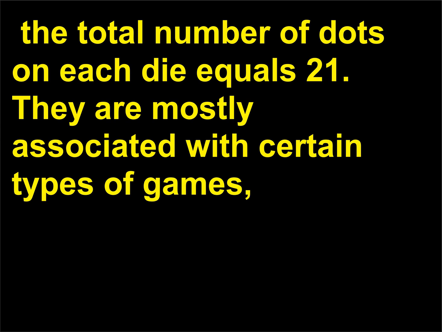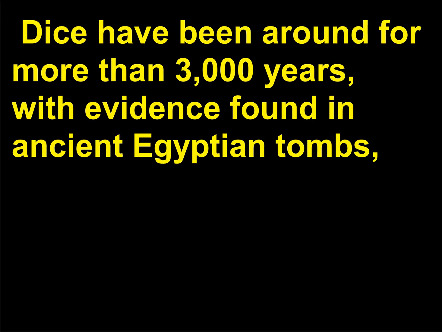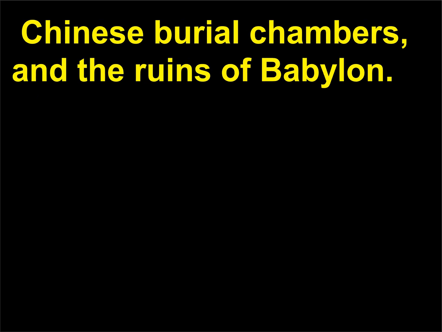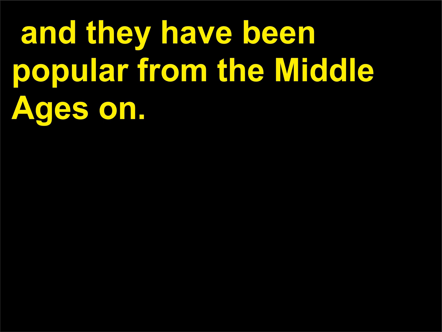They are mostly associated with certain types of games, with the simplest involving a player, or many players, who throw, or toss or roll, the dice for the highest sum. Dice have been around for more than 3,000 years, with evidence found in ancient Egyptian tombs, Chinese burial chambers, and the ruins of Babylon. The Greeks and Romans were avid users of dice and associated games, and they have been popular from the Middle Ages on.